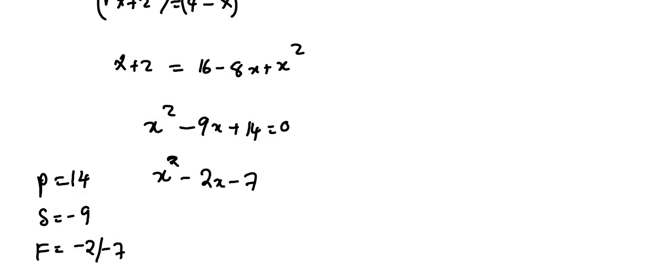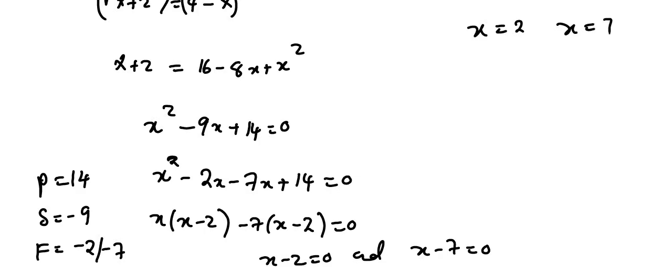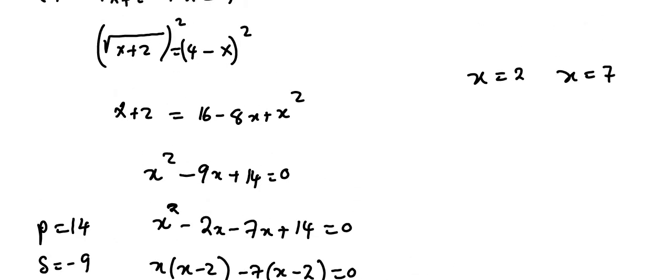And this is going to be 7x, then plus 14 is equal to 0. This will be x minus 2, minus 7 times x minus 2 is equal to 0. X minus 2 is equal to 0, and x minus 7 is also equal to 0. This will give us two answers, which is 2 and 7, but we have to check them. We always have to verify them.